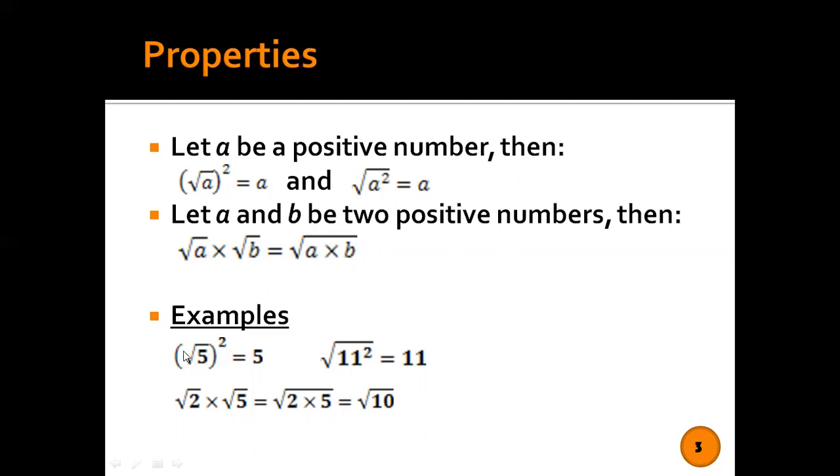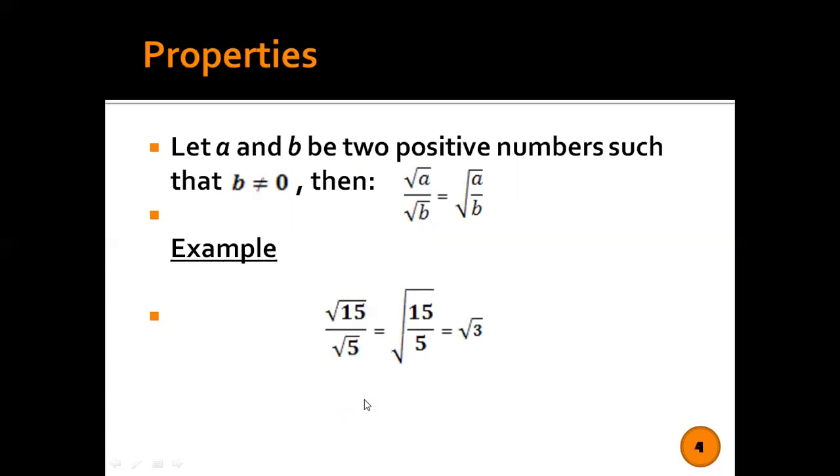Examples. Radical 5 all squared equals 5. Here square and radical cancel each other. Also, radical 11 squared equals 11, square and radical cancel each other. Radical 2 times radical 5, we can put 2 times 5 under one radical sign, so it will be radical 10.